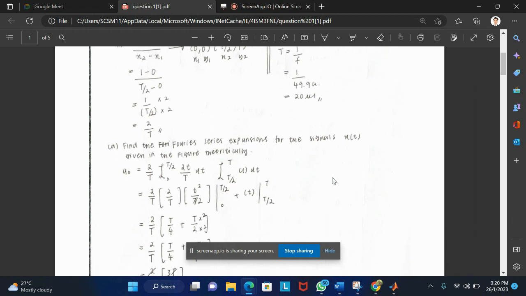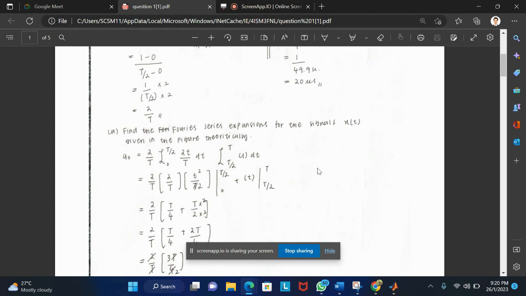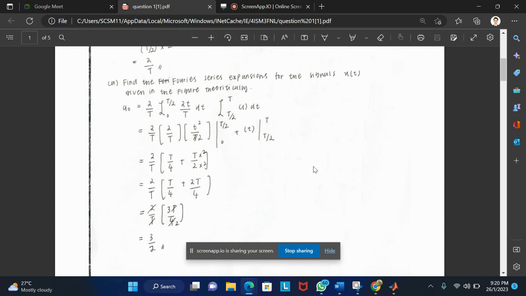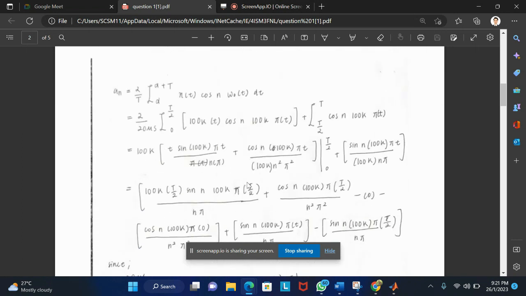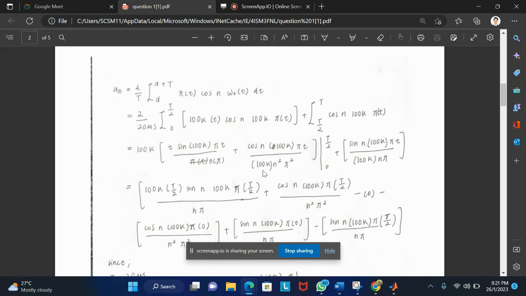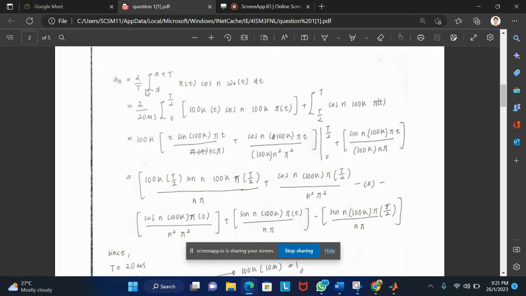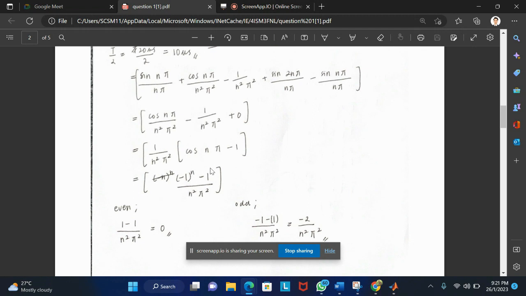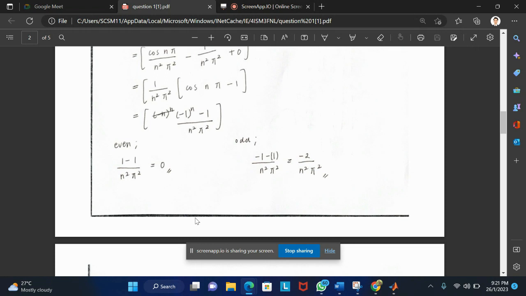Next, we need to find the Fourier series expansion for the signal x(t). But first, we need to find the a naught value. By using this equation, we get a naught equals 3 over 2. Next, we need to find the value of an by using this equation with cosine, and simply do the mathematics by applying the values that we already have. For example, T equals 20 microseconds, and it will be equal to 100 kilohertz. When we do the mathematics, finally we get the values for even and odd. After the calculation, our even value is equal to 0, and the odd value equals -2 over n to the power of 2 and pi to the power of 2.